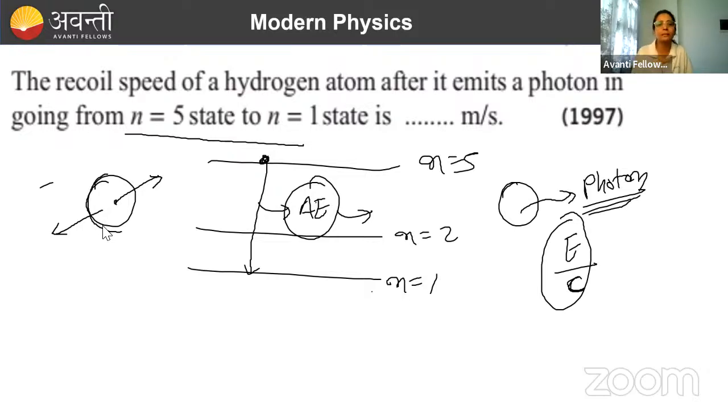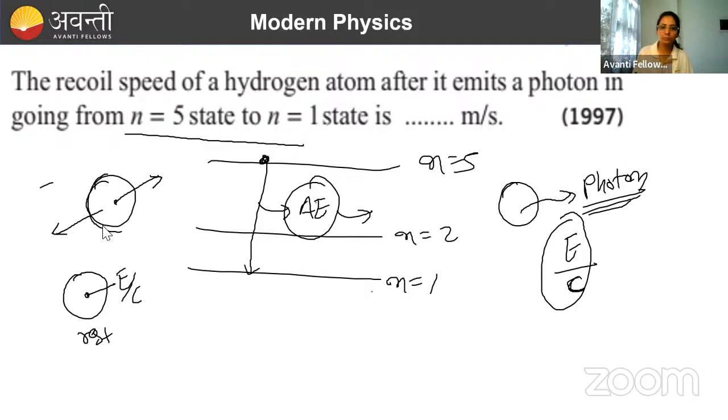Again, conservation of momentum we have to apply here. Hydrogen atom initially at rest. My system is the hydrogen atom. Something is happening inside the system. What is happening? It came from the excited state to the ground state. A particle is getting released, and this particle has a momentum. How much? E by c.